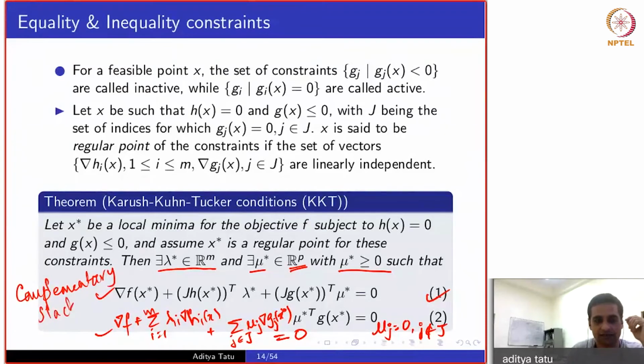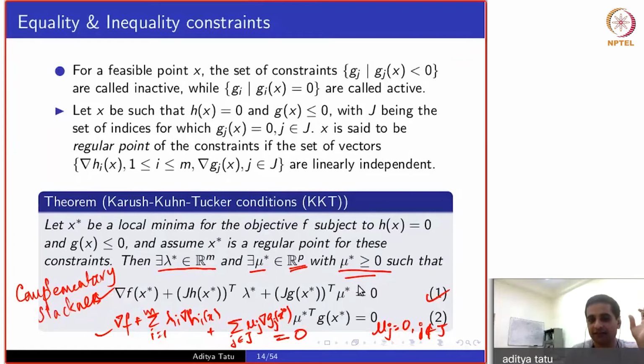Slackness. Which means that if a constraint is active, then the associated Lagrange multiplier may be non-zero and would of course be positive. But if my constraint is inactive, then the associated Lagrange multiplier has to be 0. Right? Remember, mu cannot be negative.